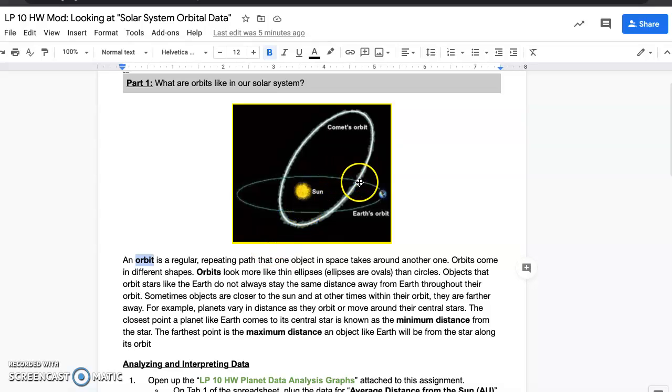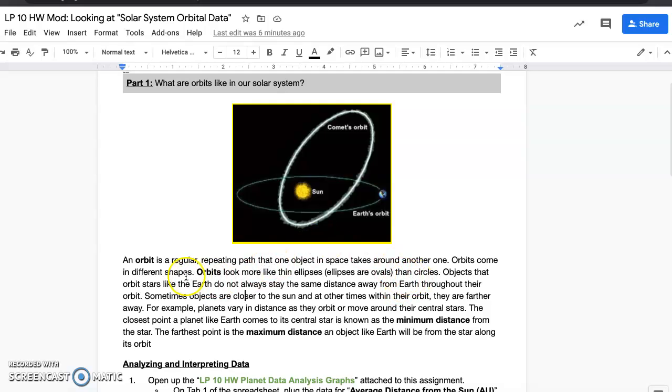In this picture, there are two orbits shown. One is this green orbit that the Earth takes around the sun. And another is a comet's orbit, this white one here, that it takes as it travels around the sun. We might notice that orbits don't look like exact circles. So we're starting back at the second line here. Orbits look more like thin ellipses, or ovals, than circles.